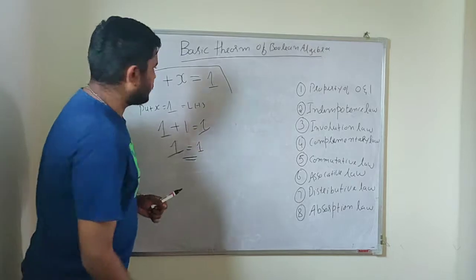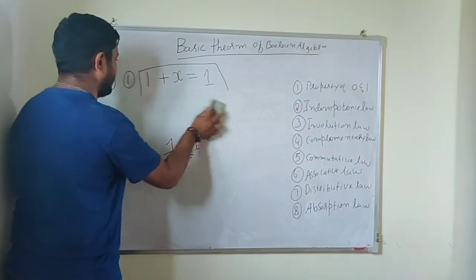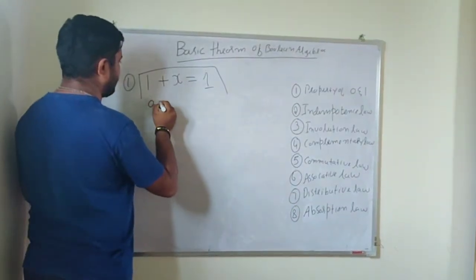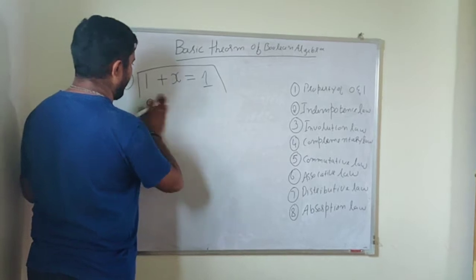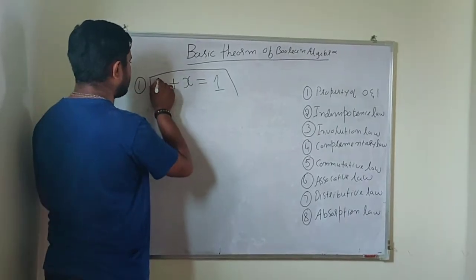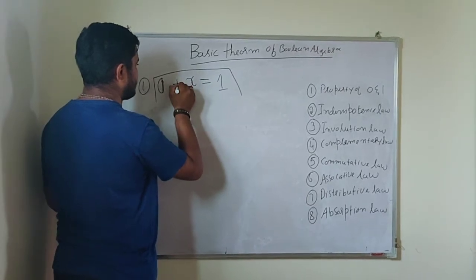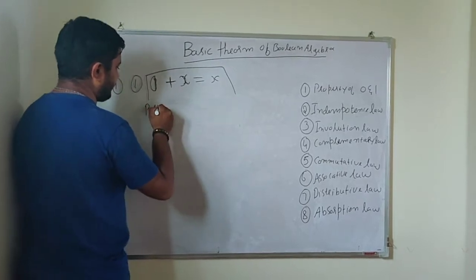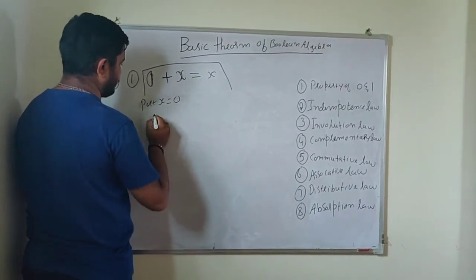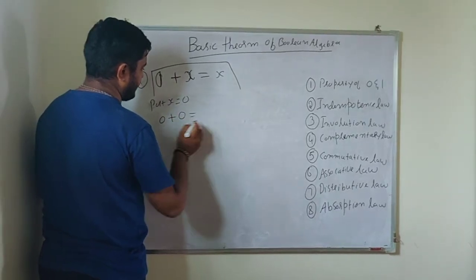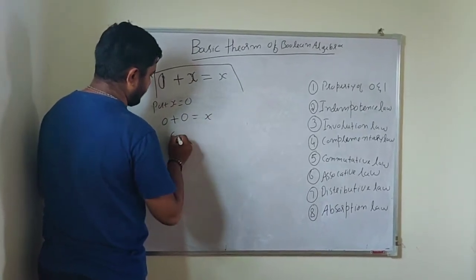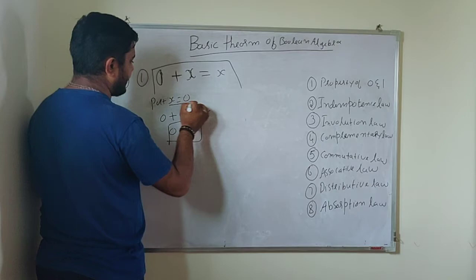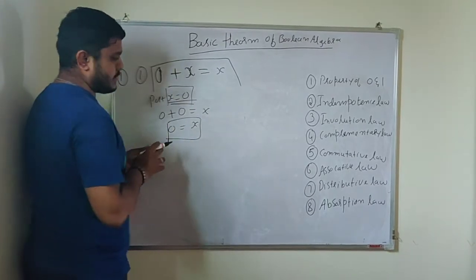Next, 0 + x = x. Put x = 0. So 0 + 0 = 0, which is equal to x. So we put x equal to 0, and it came out as the value we had given. So this is the second property.